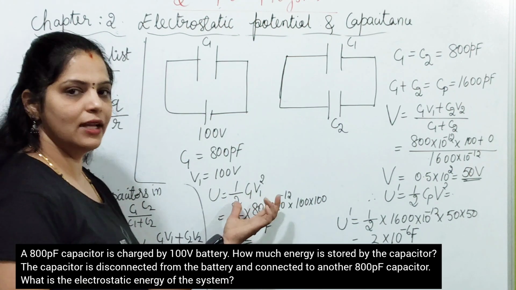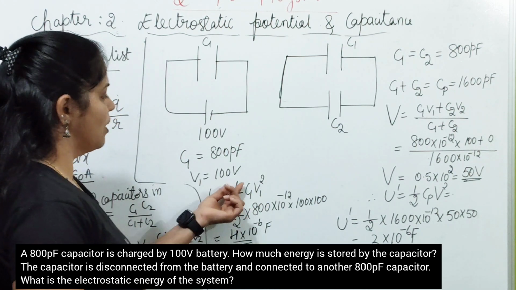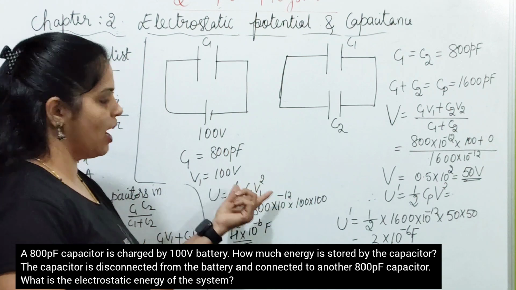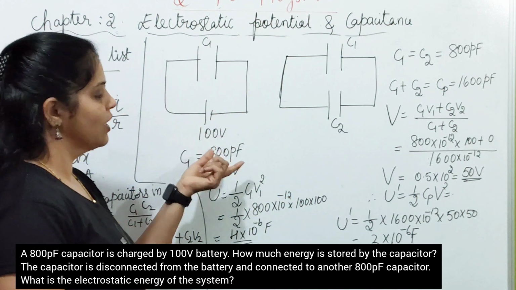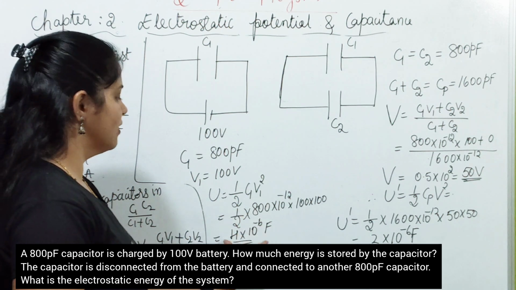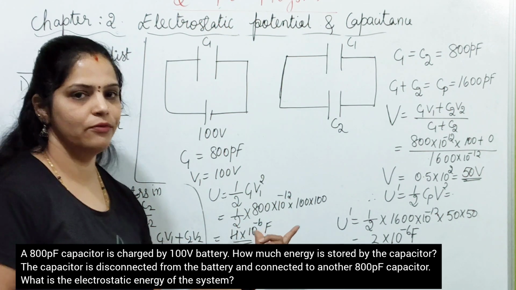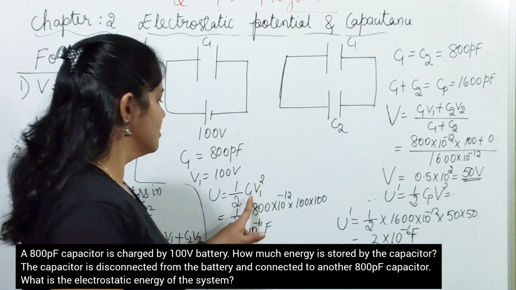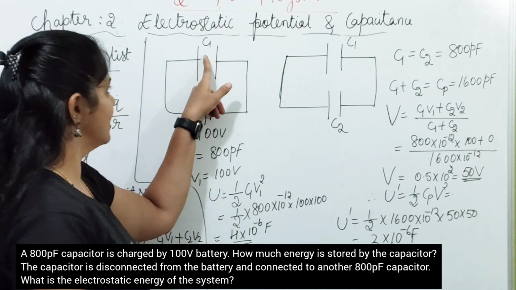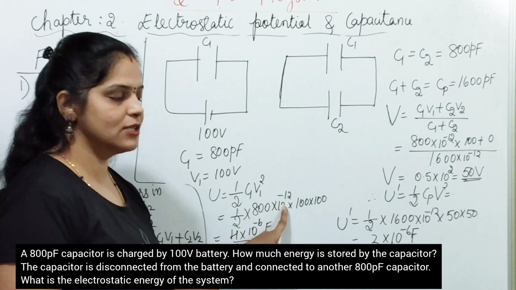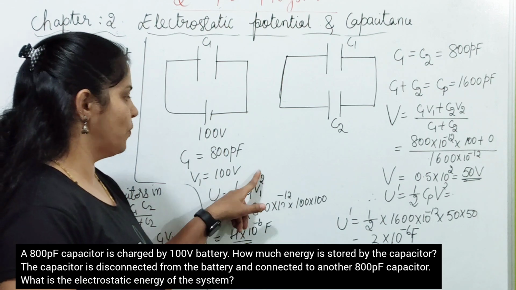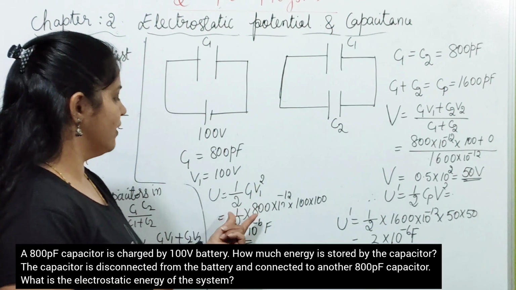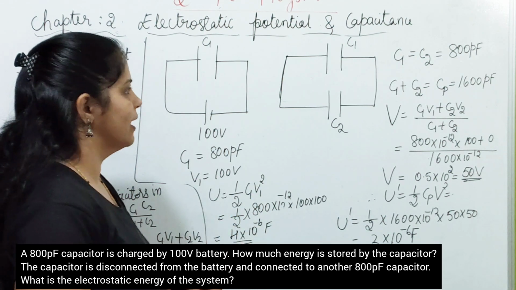Then how to find out energy? U is equal to half C1 V1 square. So, half CV square is the formula. Let us consider this is C1 and this is V1. Okay, so substituting we will get 4 microjoule. Is it clear? So substitute C1 as 800 pico. Pico is 10 to the power minus 12 and 100 volt. 100 volt you need to square, this 100 square, and divided by 2 gives 4 microjoule.